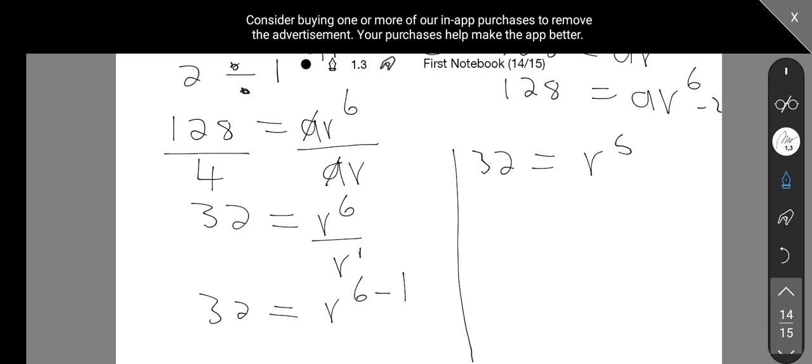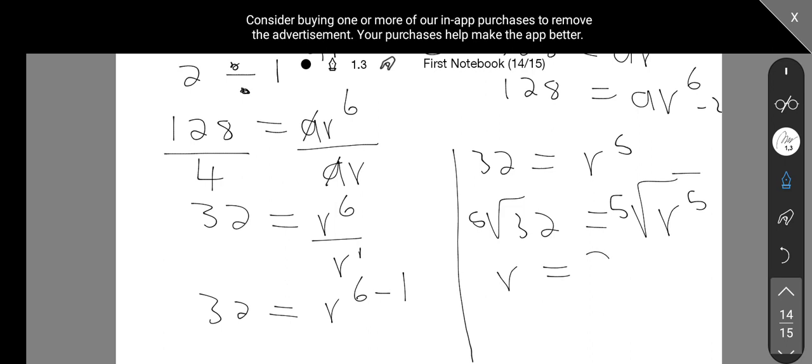You can take the fifth root on both sides. That is 32 here, and you take the fifth root again on r to the power of 5. This means that r is equal to 2. You take the root depending on the number that is here. If this was r squared, you're going to take the square root. If this was r to the power of 3, you're going to take the cube root. But because it's r to the power of 5, you're going to take the fifth root. I hope that makes sense.